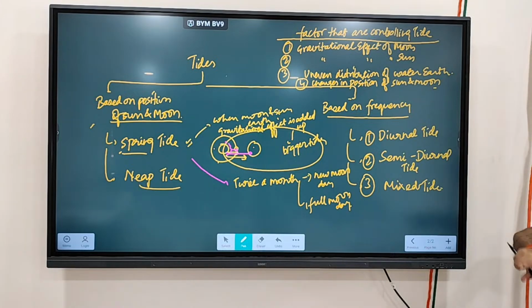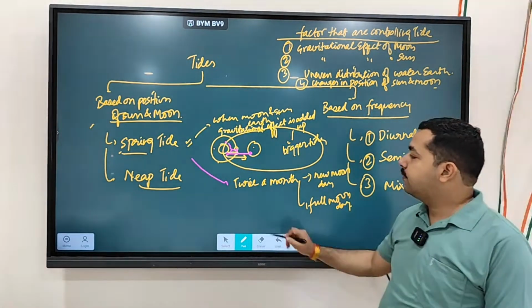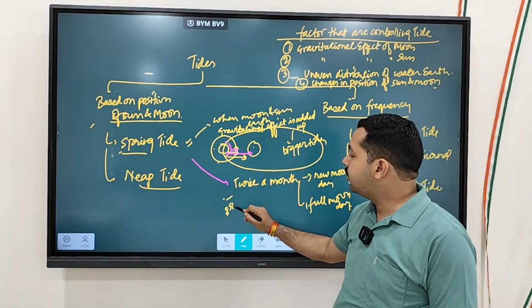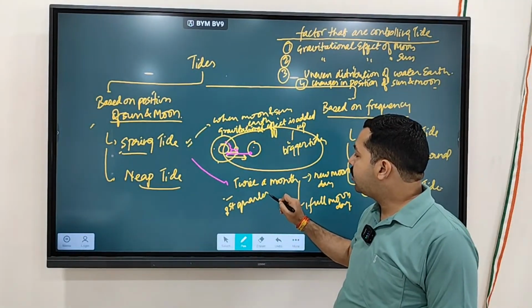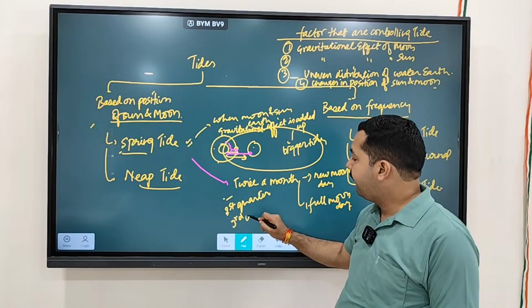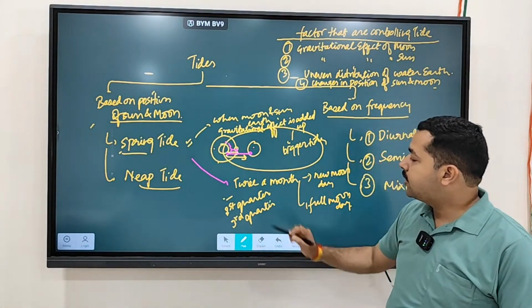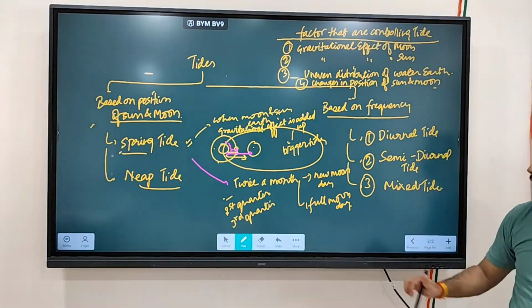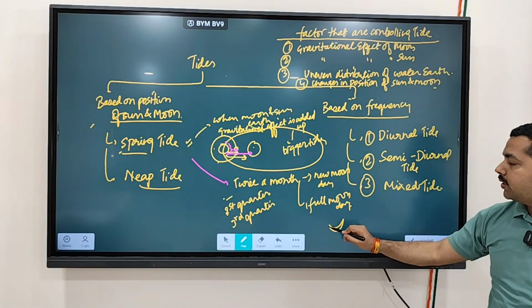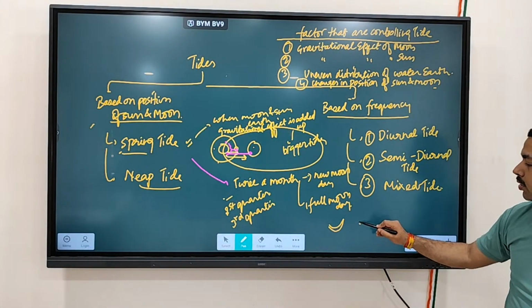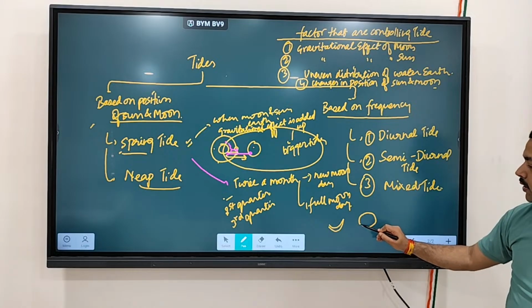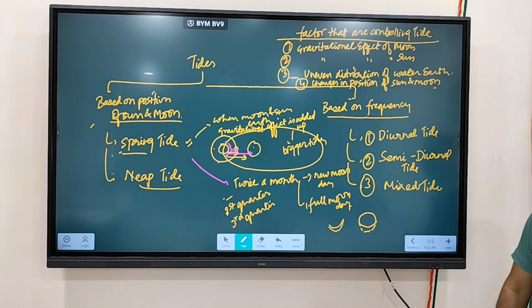Apart from that, you also have two other quarters of the moon. One is called the first quarter and another is called the third quarter. So you'll also find first quarter and third quarter. First quarter means the moon is slightly visible, increasing in shape. Third quarter means the moon is almost three-fourths visible.